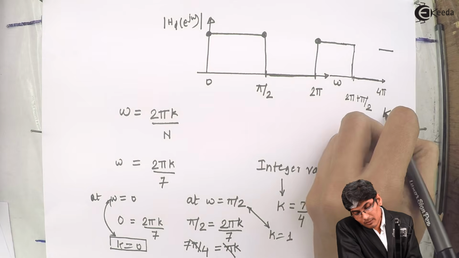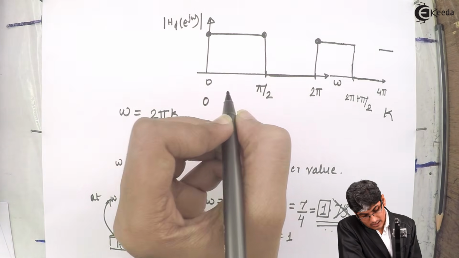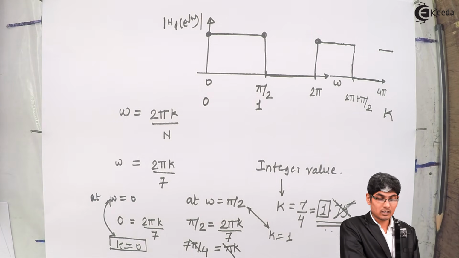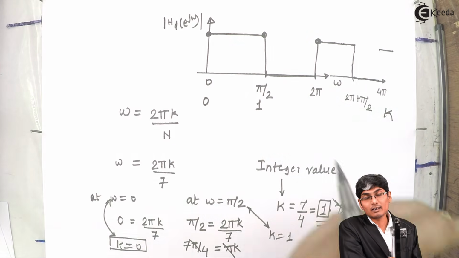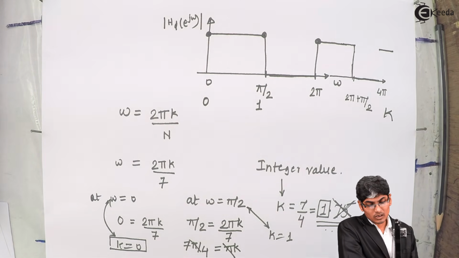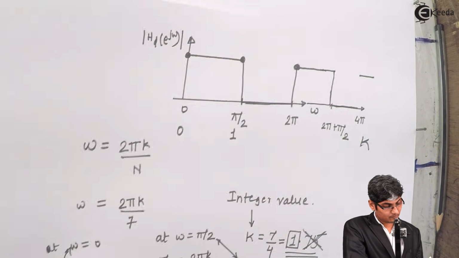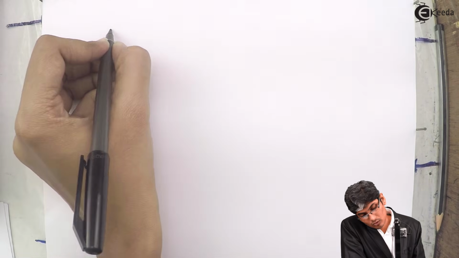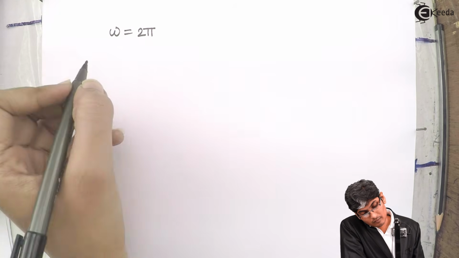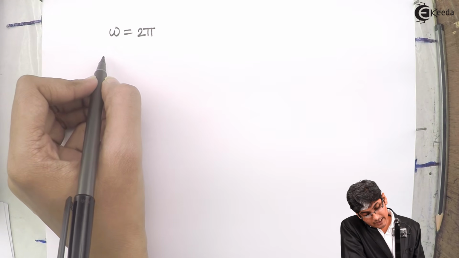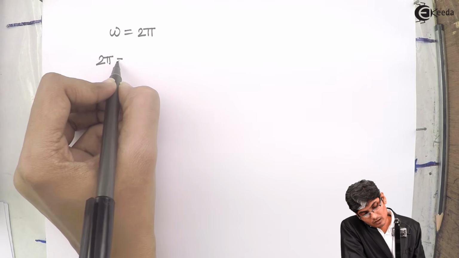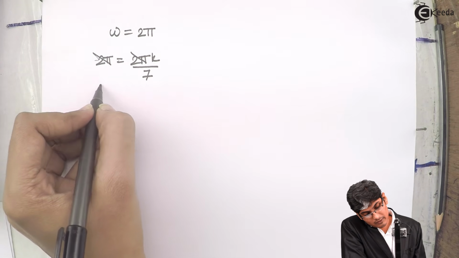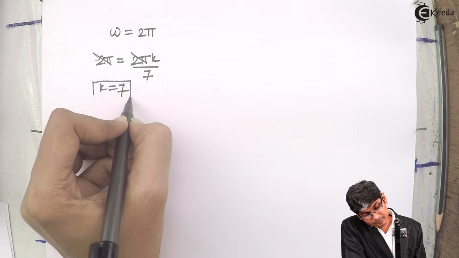So on the x-axis, if I keep k, then k will be 0 over here, and here it will be 1. What values of integers k will take between 0 to 1? Nothing. So I will have one sample at k equal to 0, the other sample at k equal to 1. Let us see what happens at 2 pi. So if I take frequency at 2 pi, I will consider omega equals 2 pi. Then I will get 2 pi equals 2 pi k by 7. So this 2 pi will get cancelled, and k will be equal to 7.